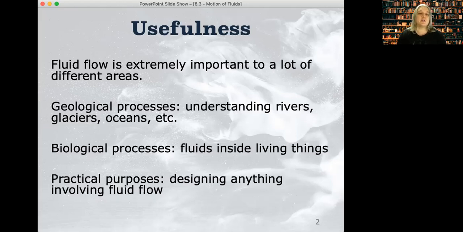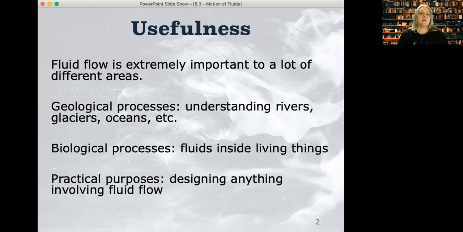We've also got biological processes, so fluid inside living things. As we all know, we've got blood pumping through our veins and arteries at any point in time, being pumped around by the heart, and understanding the difference in fluid pressures at different positions and how the speed and other factors affect the pressure can influence our understanding a great deal of how those systems work.